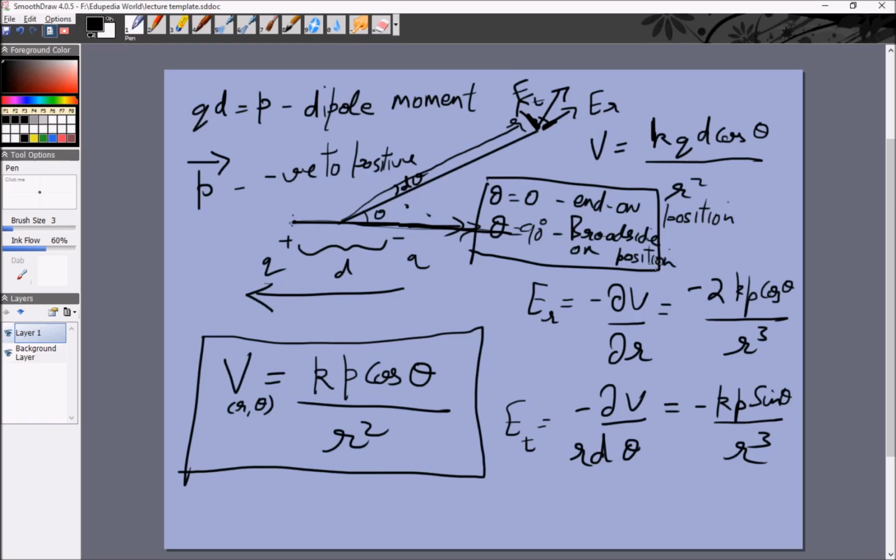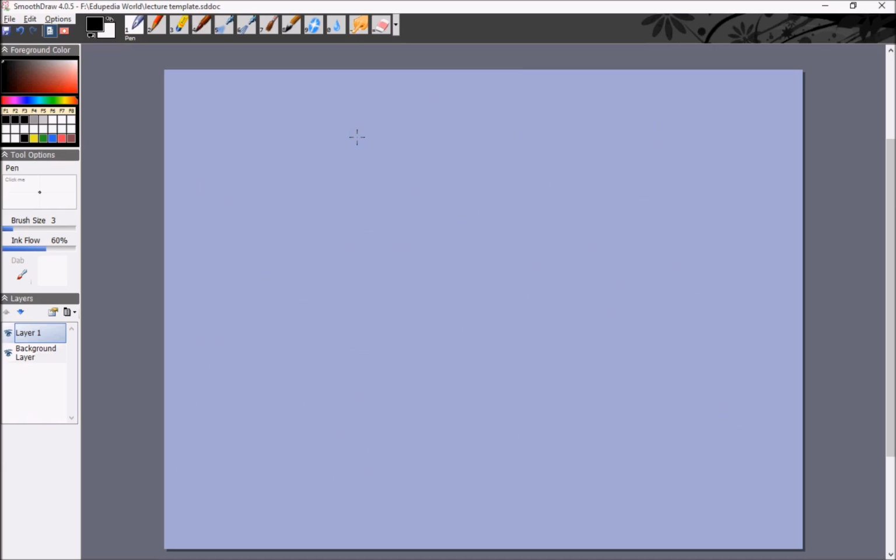So if the question says that a particle is kept on the broadside on position of a dipole 10 meters away, that means it is kept 10 meters away here, right? So the moment we've calculated the potential and the field, there are a couple of other things which you can see for dipoles as well. One is the torque on a dipole when it is kept in a uniform electric field.